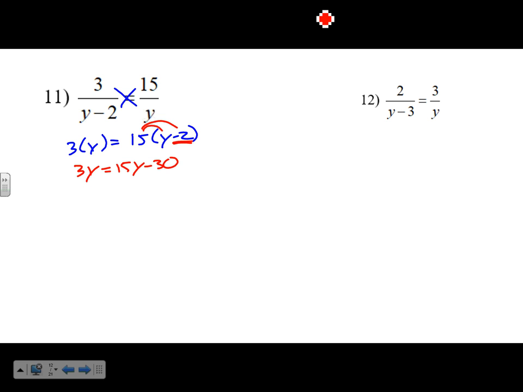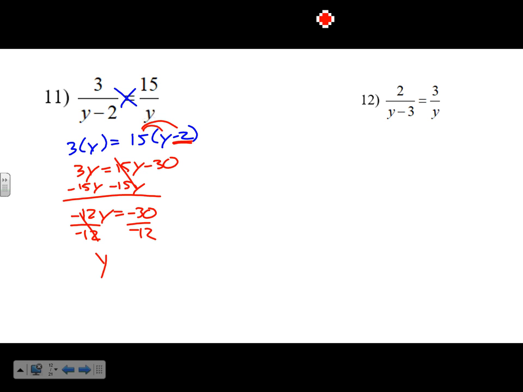So this is an instance. I like to combine my y's first, and I try to keep them positive, but this one it's a little bit easier if you just change them to negative. It's all kind of your call. Just be careful. 3 minus 15, just make sure that ends up -12. Yeah, so I divide by -12.